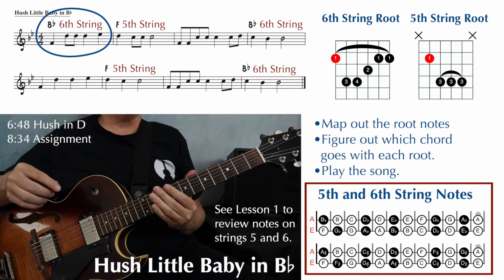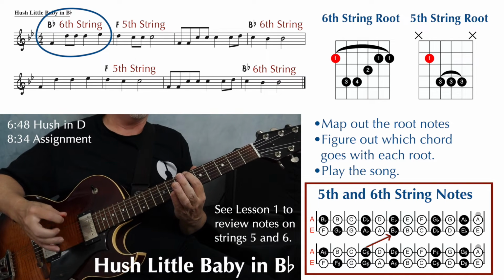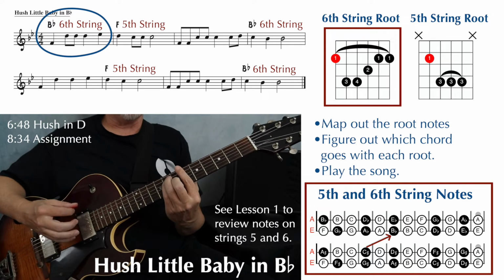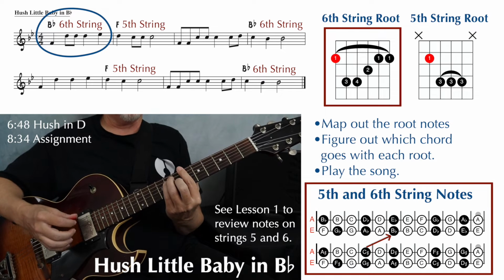So first you need to find your B flat on the 6th string. That's going to be at the 6th fret. Since that's on the 6th string, we use our 6th string major shape. So that's how we'll play the B flat in this song.